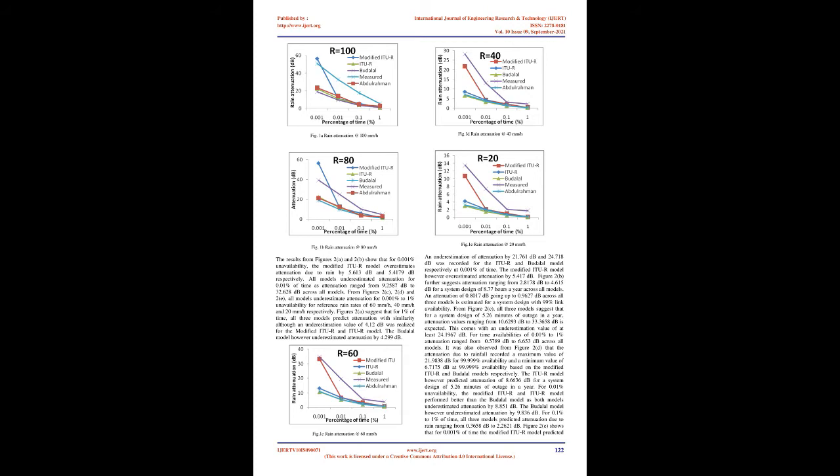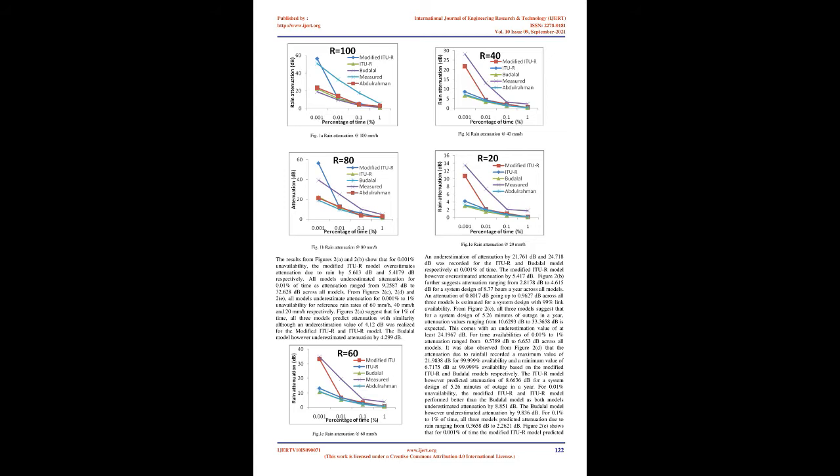The modified model is shown step by step from equations. The results from figures 2a and 2b show that for 0.001% unavailability, the modified ITU-R model overestimates attenuation due to rain by 5.613 dB and 5.4179 dB respectively. All models underestimated attenuation for 0.01% of time, as attenuation ranged from 9.2587 dB to 32.628 dB across all models.